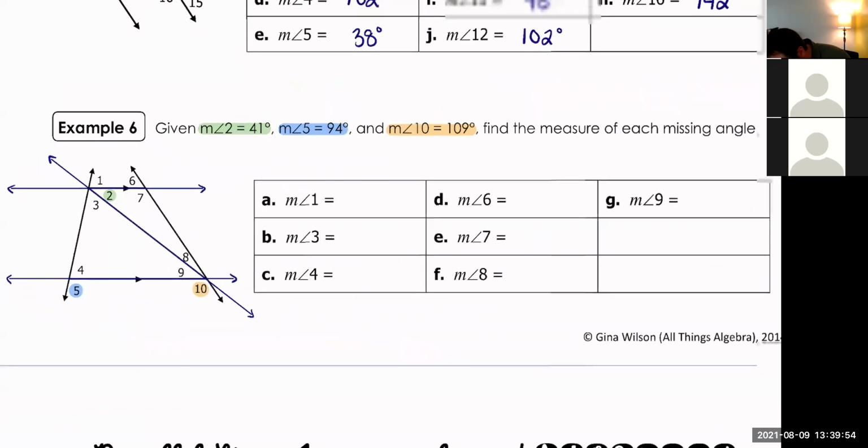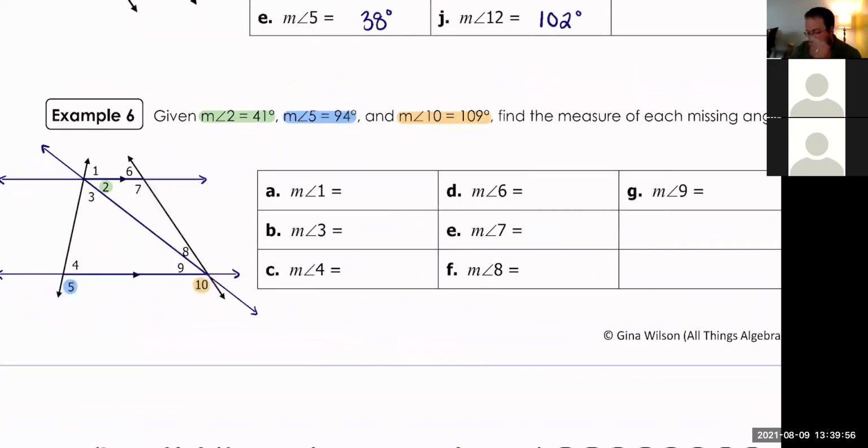So the first one, if I was looking at this one, I would go to my vertical angles or my corresponding angles because I know they are congruent. And as I dig through here, there's not much I can do except for angle 10. Again, focusing on my parallel lines here, angle 10 is corresponding with angle 7. So 7 and 10 both will have a measure of 109 degrees.